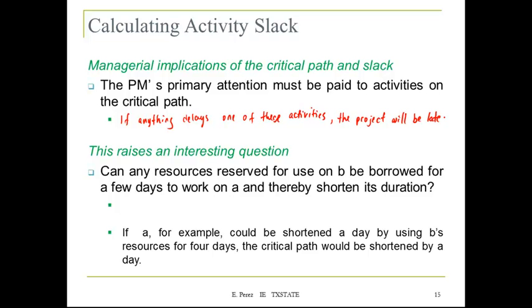And this raises an interesting question. So you know that for some activities you're going to have some slack, meaning that you might have some flexibility in terms of the resources that you have available to complete those tasks. So the question is, can any resources reserved for use on B be borrowed for a few days to work on A and thereby shorten its duration? So what we're trying to say, for those activities in which you have slack, can we move people from those activities and put them into the activities that are making the critical path longer and try to shorten that critical path?